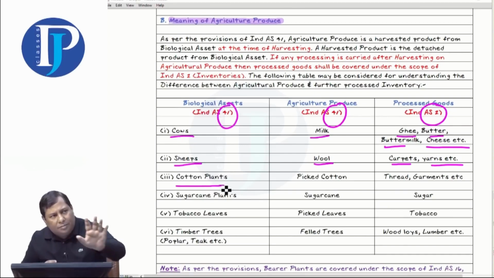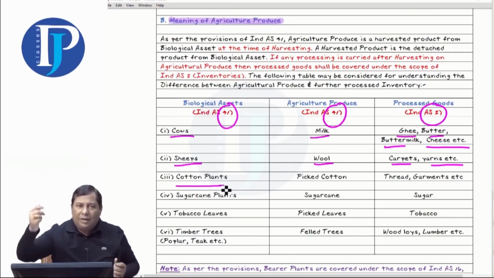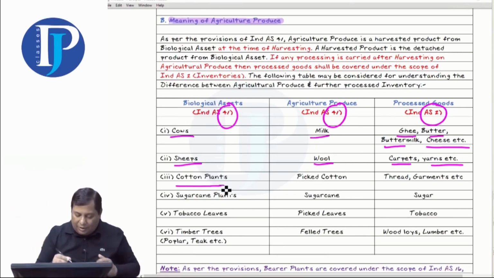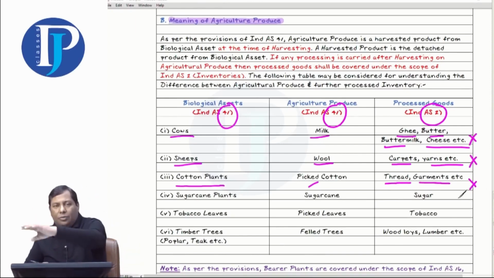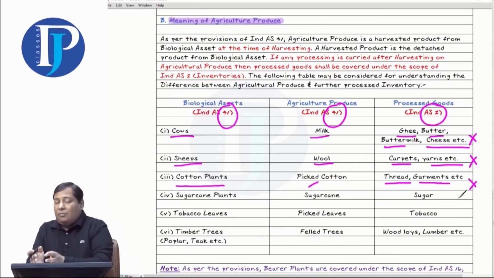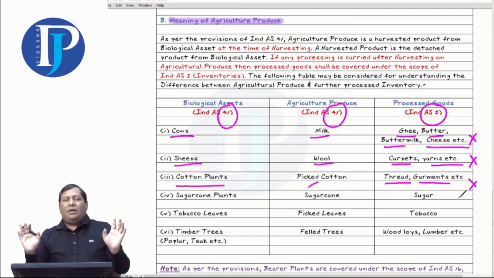Raw cotton comes under Ind AS 41. You have made thread from this cotton in the spinning mill, that falls under Ind AS 2, like picked cotton, thread, garments. These all come under Ind AS 2. So note that wherever further processing is involved, it will fall under Ind AS 2. Raw product in Ind AS 41.